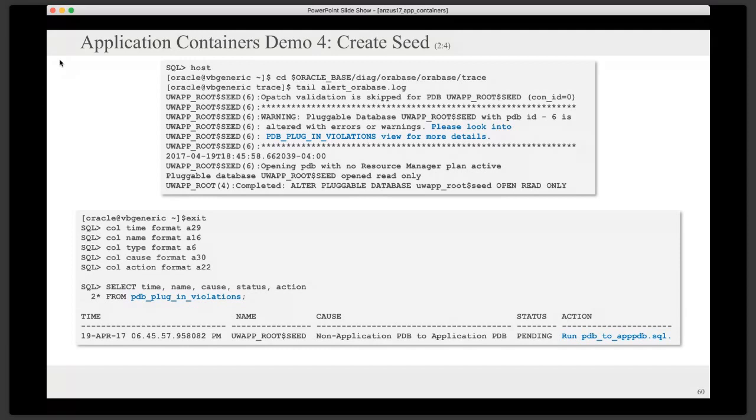But when I had those violations that you just saw a minute ago, when I couldn't open it read-only or open it read-write, I got a message that said, PDB plugin violation, view for more details. And when I did that, it said, go look at a view called PDB plugin violations, view for more details. I went to PDB plugin violations, and it said, April 19th of 2017, here's your root, here's your seed. It's not an application PDB. Its status is pending. Run this lovely script. It gave me the name of a script. Let's go to the next slide, 61. There's the script.